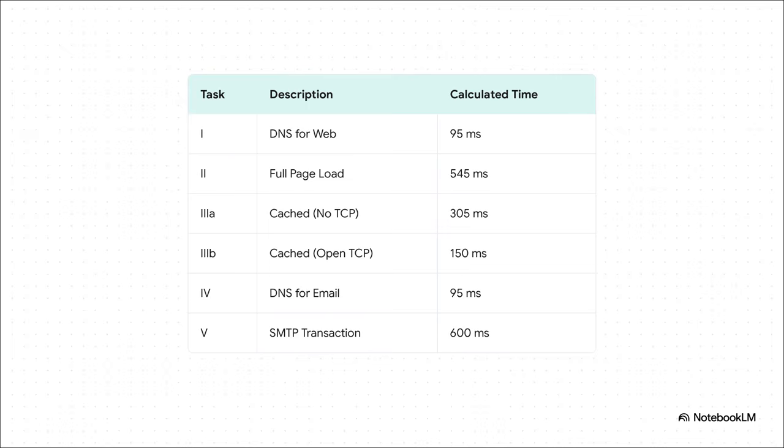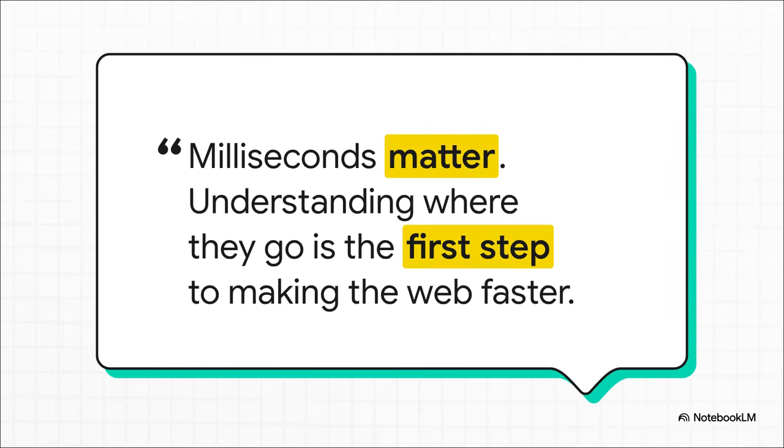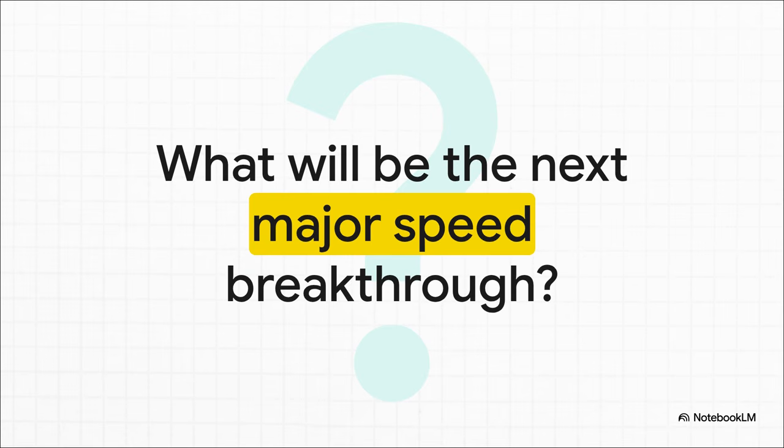And what's really interesting is that the email transaction, at 600 milliseconds, was actually the longest single process we measured today. Kind of surprising, right? You know, if there's one thing to take away from all this, it's that milliseconds really, really matter. They all add up to create that user experience, that feeling of fast or slow we all know. For anyone building things for the web, understanding exactly where these milliseconds go, well, that's the absolute first step to making things faster.